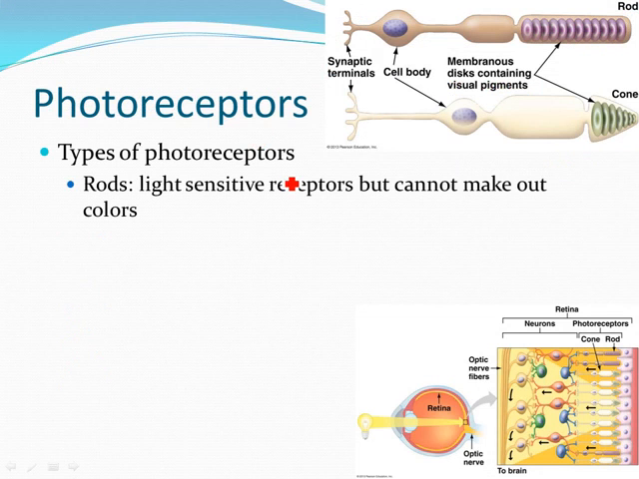Okay, so different types of photoreceptors. Rods, once again, are very light sensitive. However, they're not very good at perceiving colors, though. And so you can't really make out colors with these.